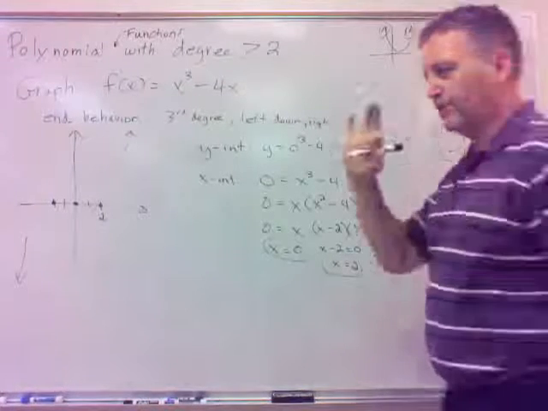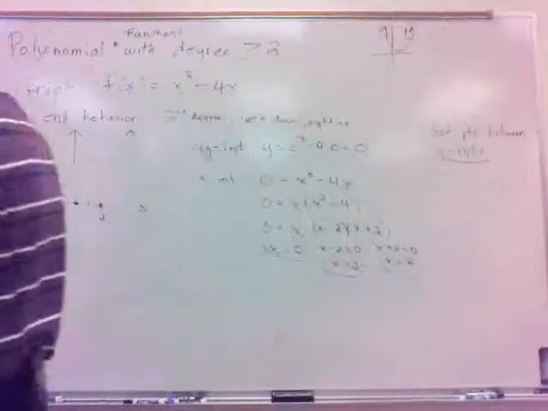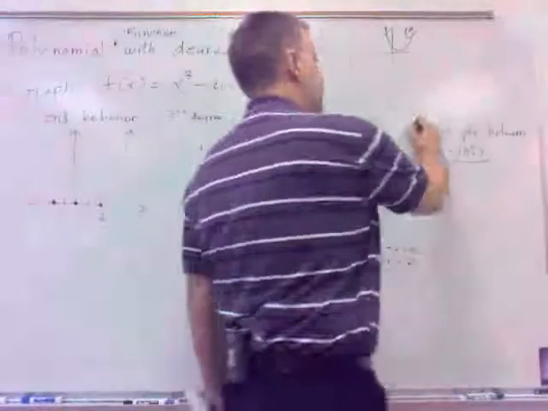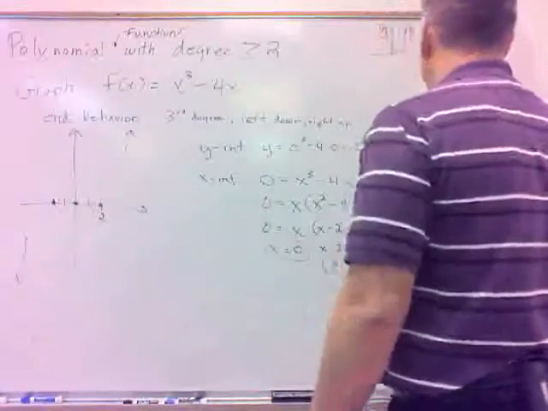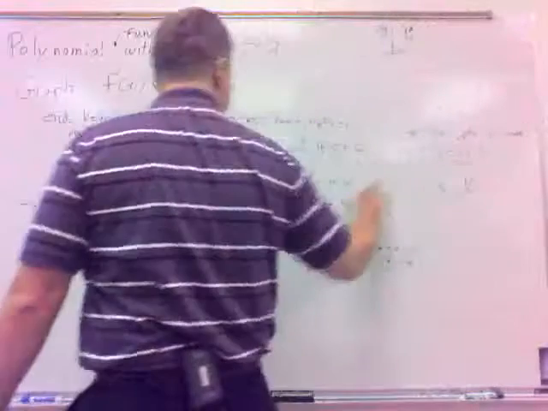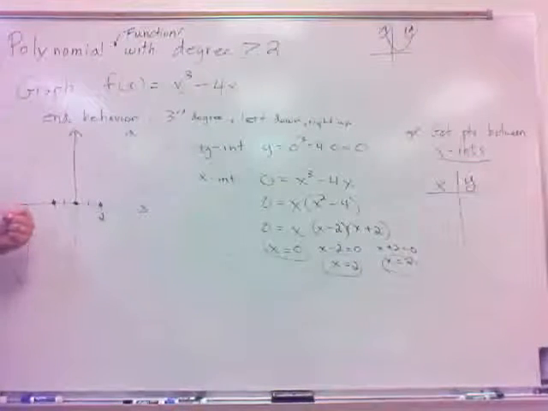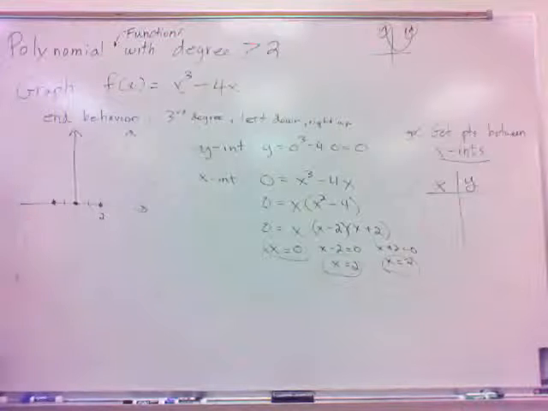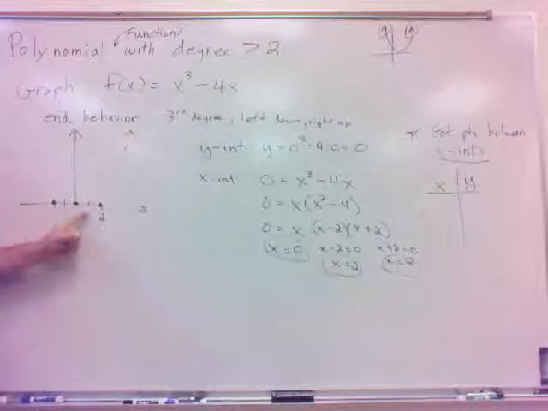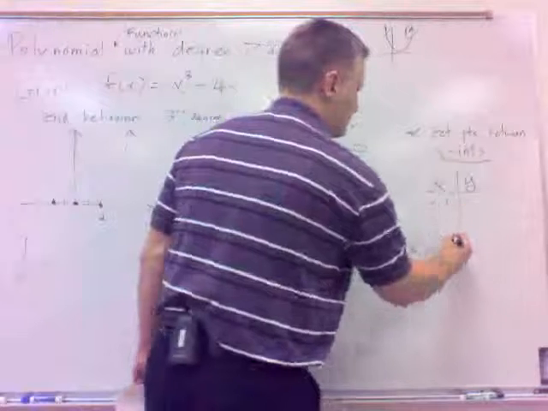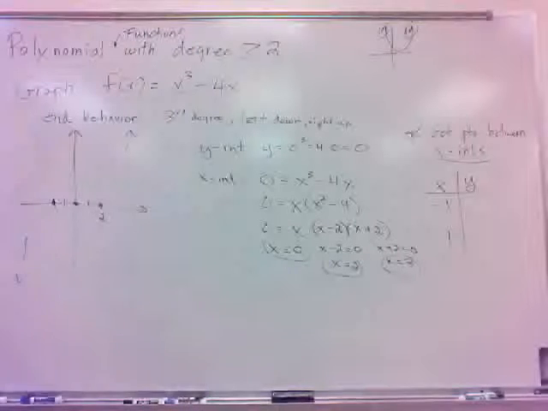That's going to be our third step: besides the x and the y-intercept, get some points between my x-intercepts. In other words, get a table going here, with some points between the x-intercepts. What would be some good values between the x-intercepts? Well, obviously, negative 1, positive 1, right? All right, so let's get those values, a negative 1 and a positive 1, between the x-intercepts.